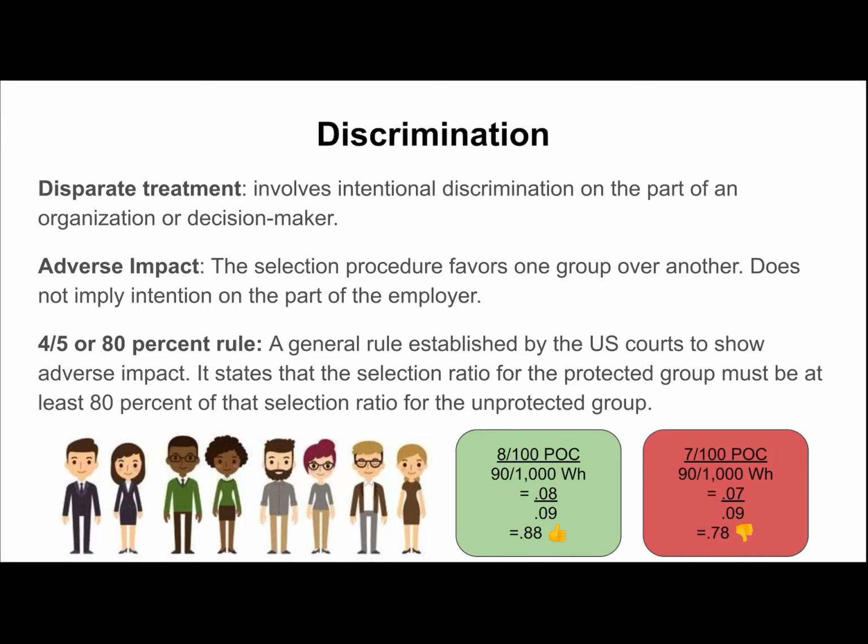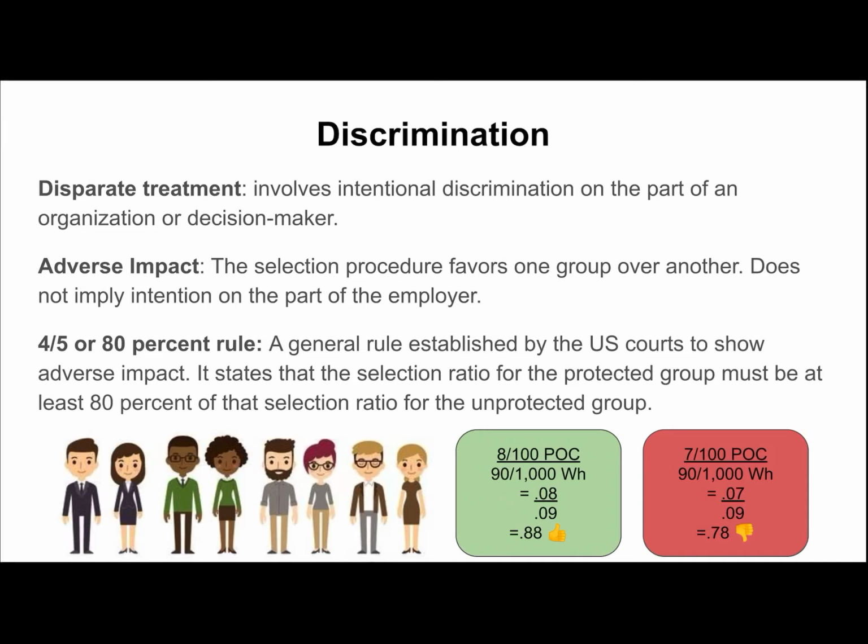So adverse impact is where the selection procedure favors one group over another. And we can prove this using the 80% rule, or the 4/5 rule, which is a general rule established by the U.S. courts to show whether adverse impact is there or not. This rule states that the selection ratio for the protected group must be at least 80% of the selection ratio for the unprotected group. Let's look at the example in the green box.